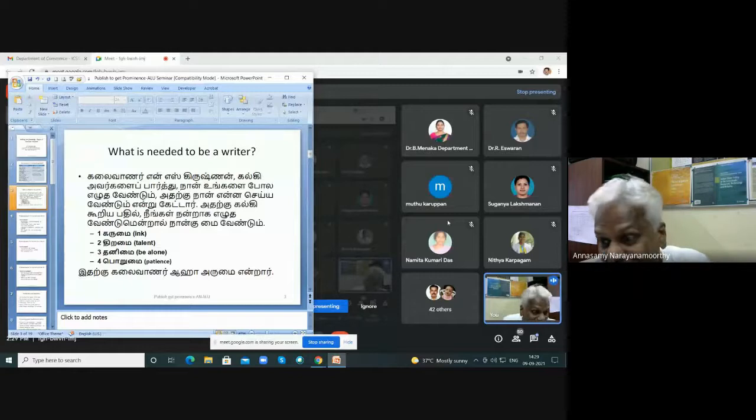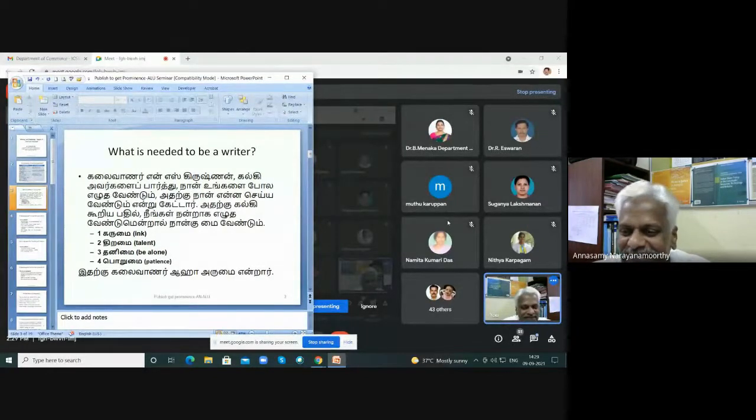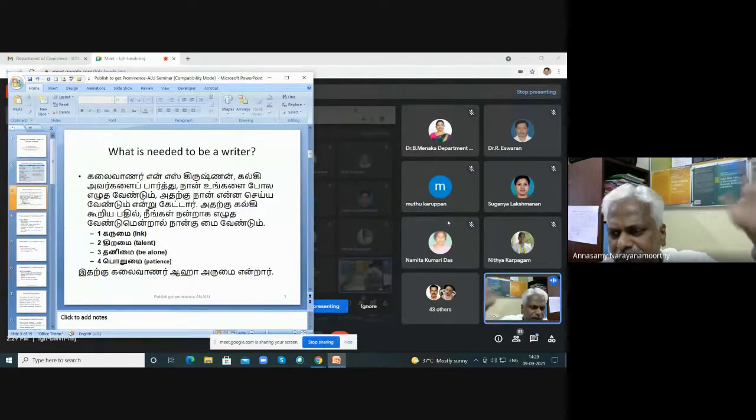Then Kalki replied to Kalaivanar, you need four mais. It's in Tamil. The first mai is Karumai, which means ink. Second, Thiramai, which is talent. Third one is Tanimai. As I told you yesterday, when you want to write something, you cannot have a group. You have to stay alone. Be alone. Tanimai. Porumai, that's very important. Patience.